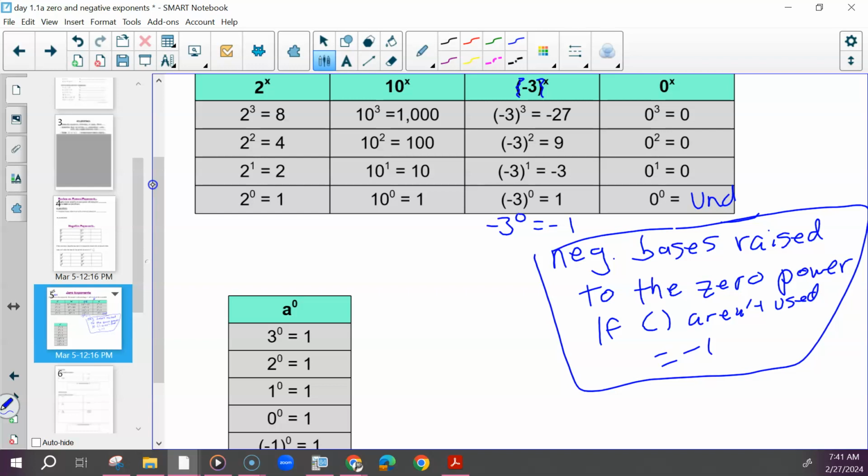So those are your two special cases. If you have a negative base and you don't have parentheses, it's going to equal negative 1. If you have 0 as the base, it's going to be undefined. But other than that, it should be 1.